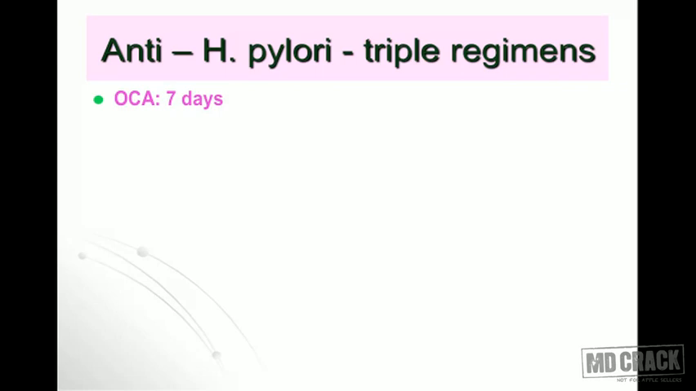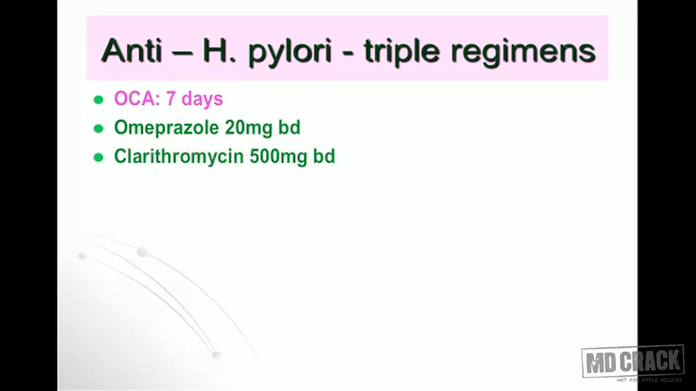The first regimen which is used in peptic ulcer is called OCA and is given for 7 days. What is this O? Have a look at the slide. O is omeprazole, 20 milligrams 2 times a day. The second one, C, is clarithromycin. It's 500 milligrams 2 times a day. And the third one, that's A, is your amoxicillin. A large dose of amoxicillin, 1 gram, given twice a day.